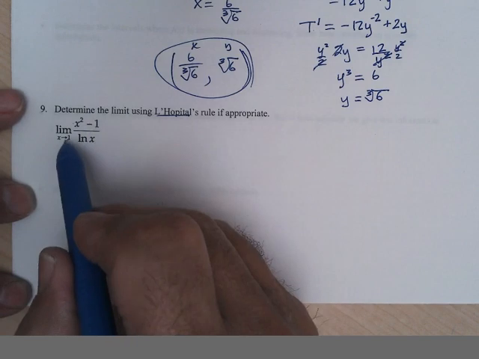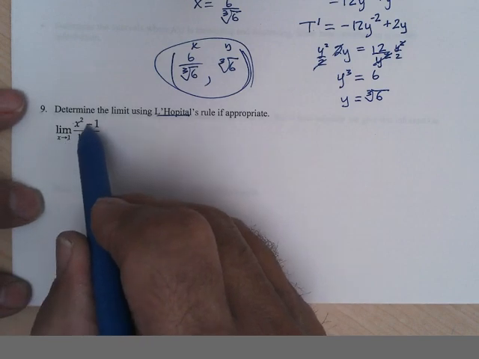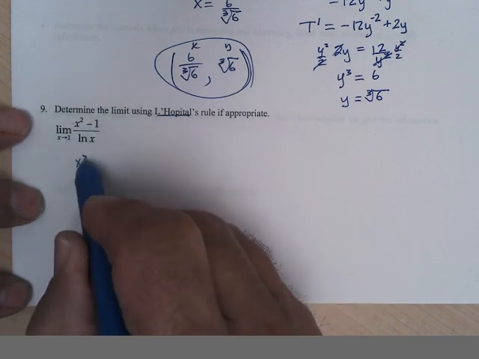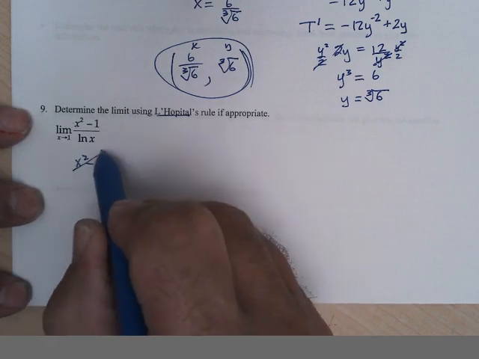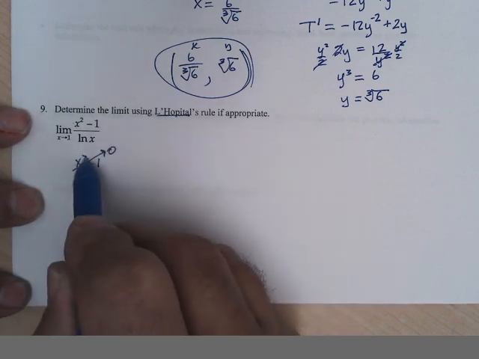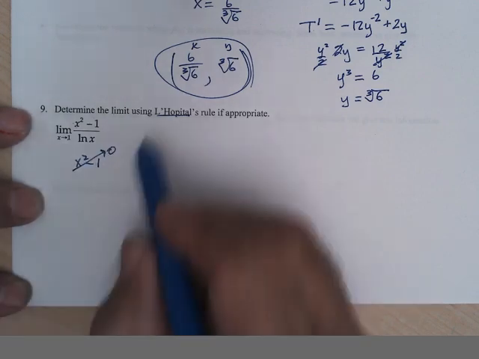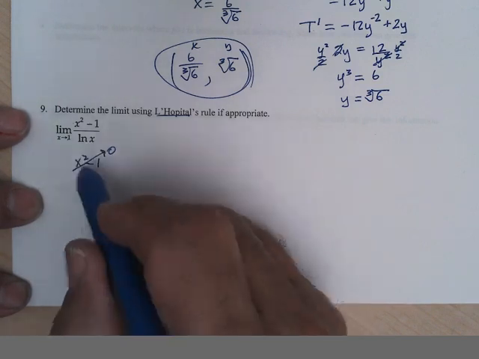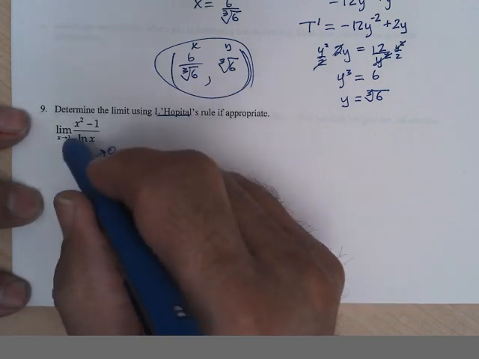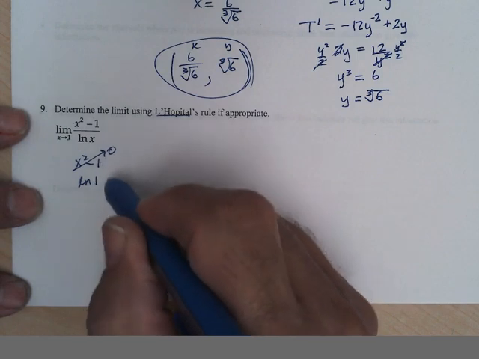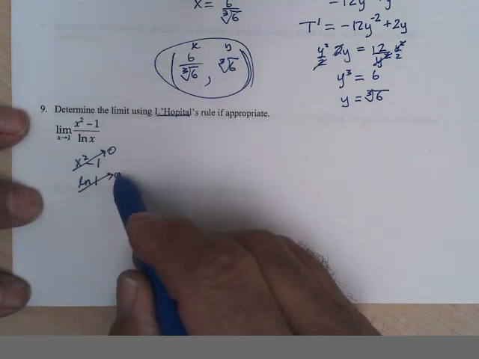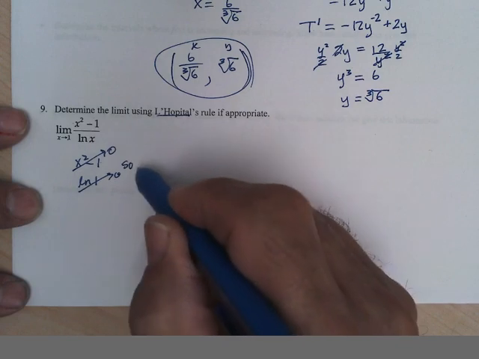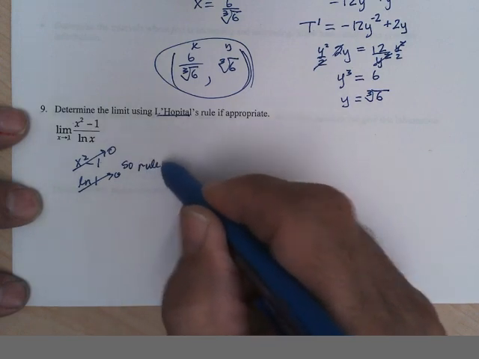So, first we need to check and see what they go to. So, x squared minus 1 as x goes to 1 goes to 0 because 1 squared minus 1 is 0. So, if the denominator goes to 0, we can use L'Hôpital's rule. If we put 1 in there, ln of 1 is 0. So, they both go to 0. So, the rule applies.